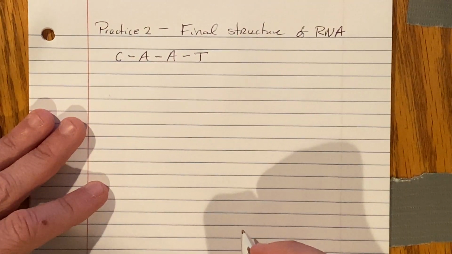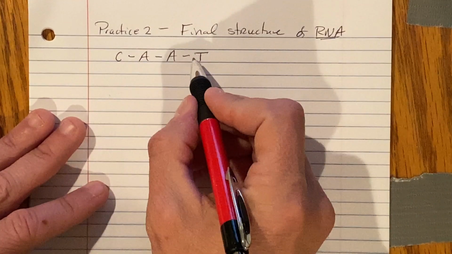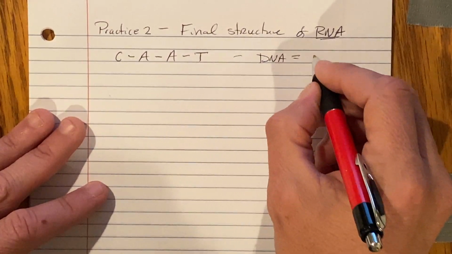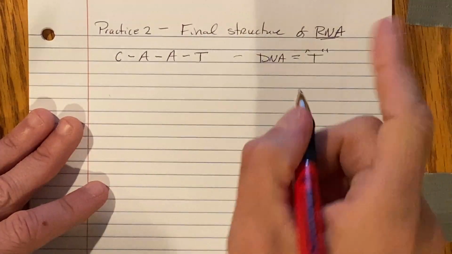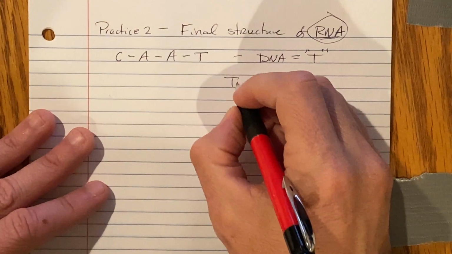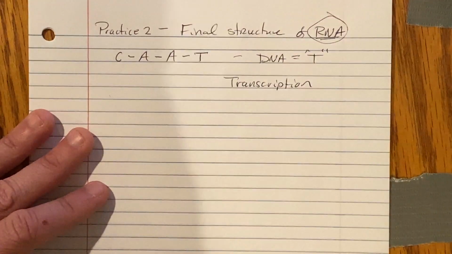T. Uh-oh. Now look, I said draw RNA, and what sequence did I give you? This is DNA. How do you know that? There's a T in there. So what do you have to do here? If you're going to draw RNA from this strand, you must do transcription. So be careful on the exam.